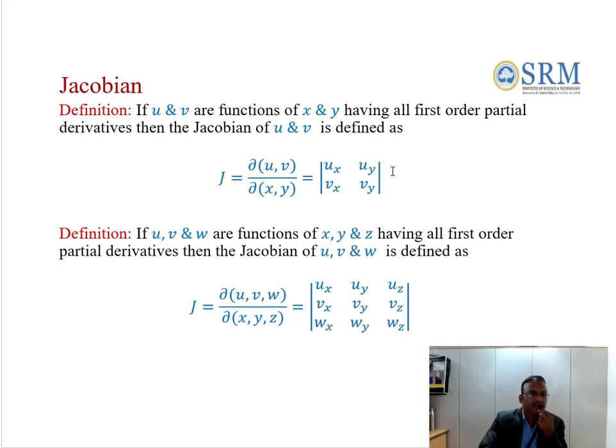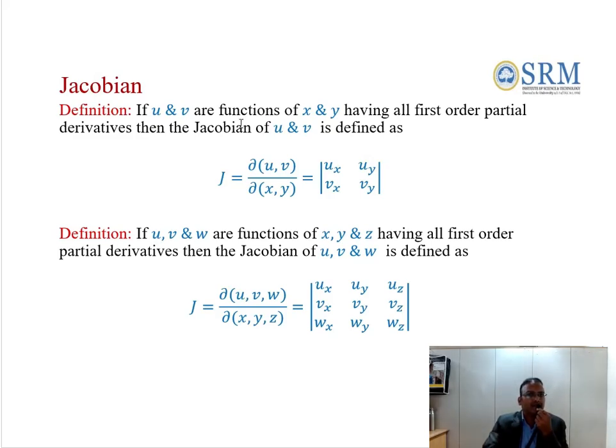Next, let us see the next concept, which is called the Jacobian, which is very much useful in transforming some set of variables into some other set of variables. If the Jacobian is not equal to 0, then only we can retrace the transformed variables into the original variables. Therefore the Jacobian is very important in any transformation technique. So let us see the definition of Jacobian.